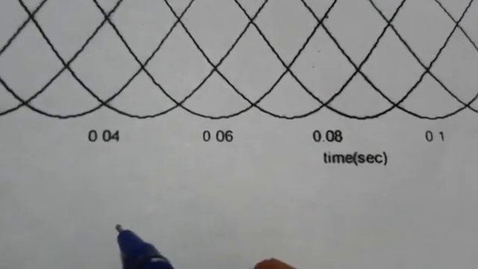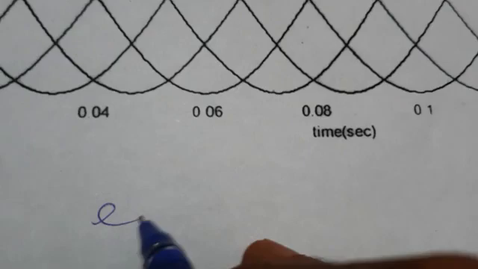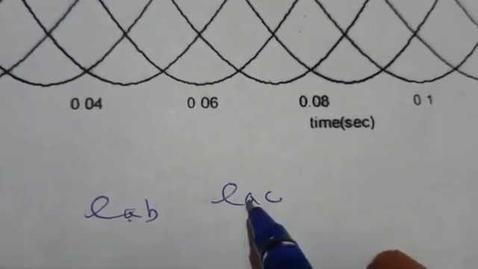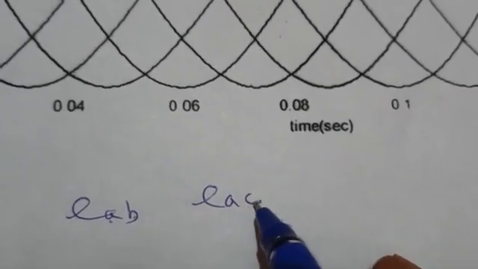That's it. If you remember, I told you last time the line-to-line voltages are in this sequence: EAB, then EAC. The letter A will remain the same, B will be replaced by C.